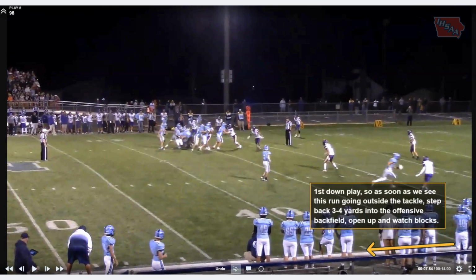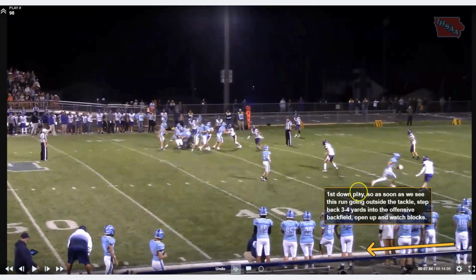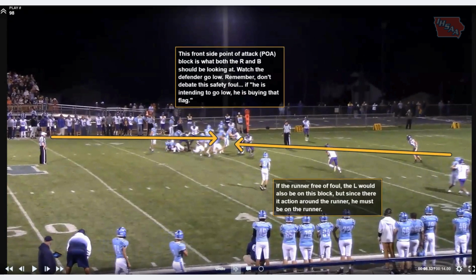Sorry, I want to back up and look again. Just a reminder, this is a first down play. Remember, first and second down plays are treated differently than third and fourth down plays. So we have a first or second down play, and it's coming to the outside: a sweep, a pitch, an option, a quick pass. We want both of our line of scrimmage officials to step back 3, 4, 5 yards in the offensive backfield and then open up, and then you can watch for blocks or action on the runner. So our line judge and our head linesman should right now already be starting to step back in that offensive backfield. And then we talked about who should be watching the blocks.